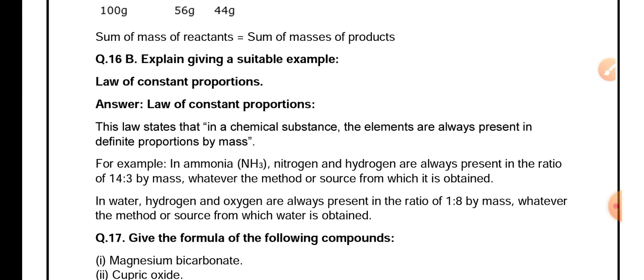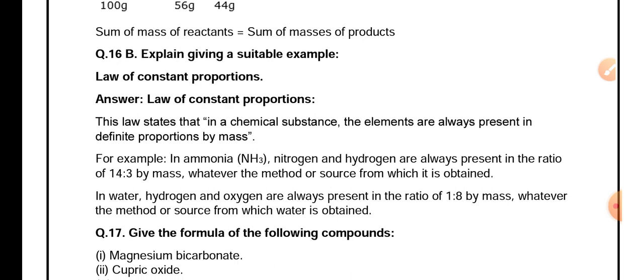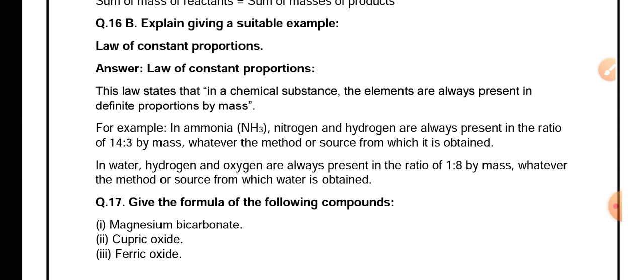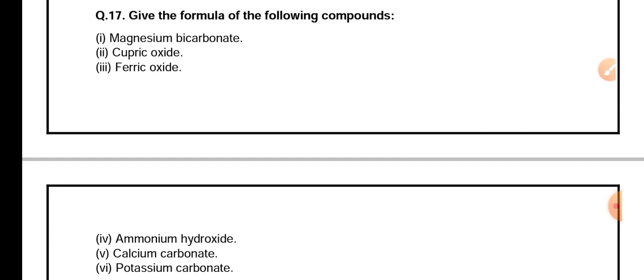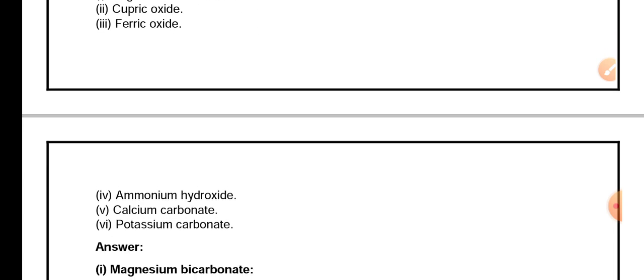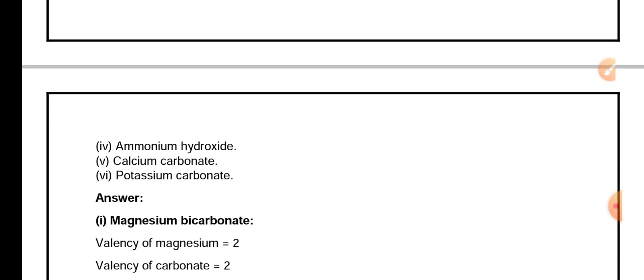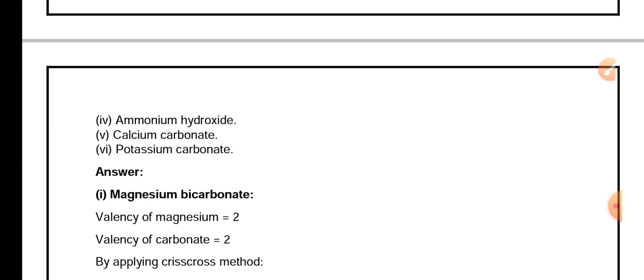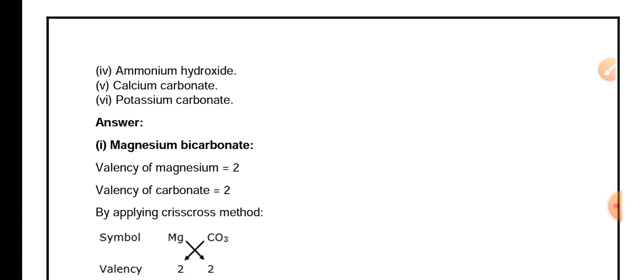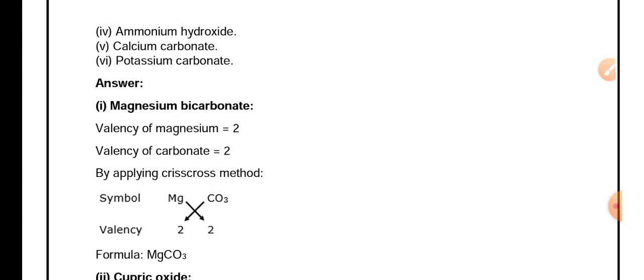Give the formula of the compounds: magnesium bicarbonate, cupric oxide, ferric oxide, ammonium hydroxide, calcium carbonate, and potassium carbonate. Here, magnesium bicarbonate. The valency of magnesium is 2, valency of carbonate is 2. Then by applying the crisscross method, here the symbol and valency: magnesium 2, carbonate 2.